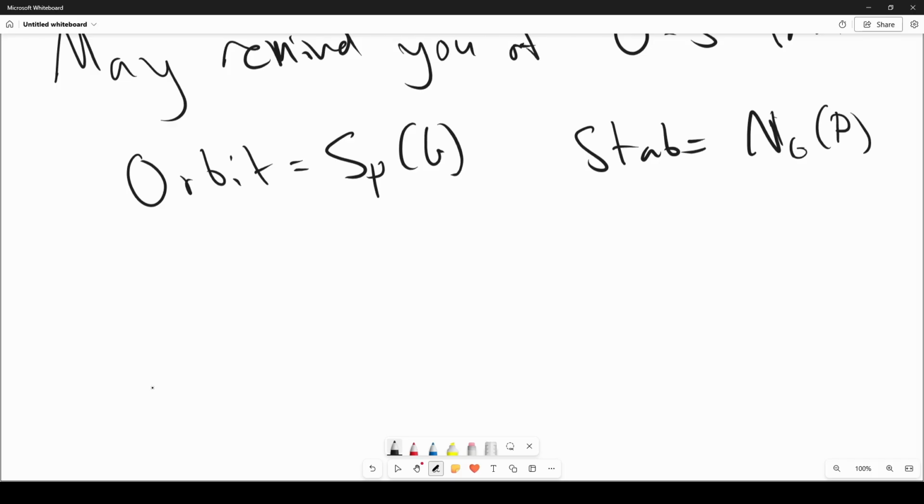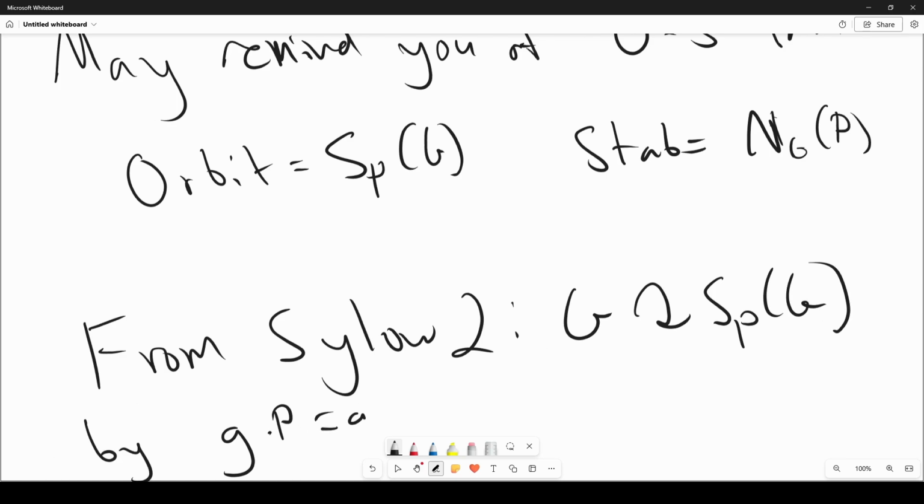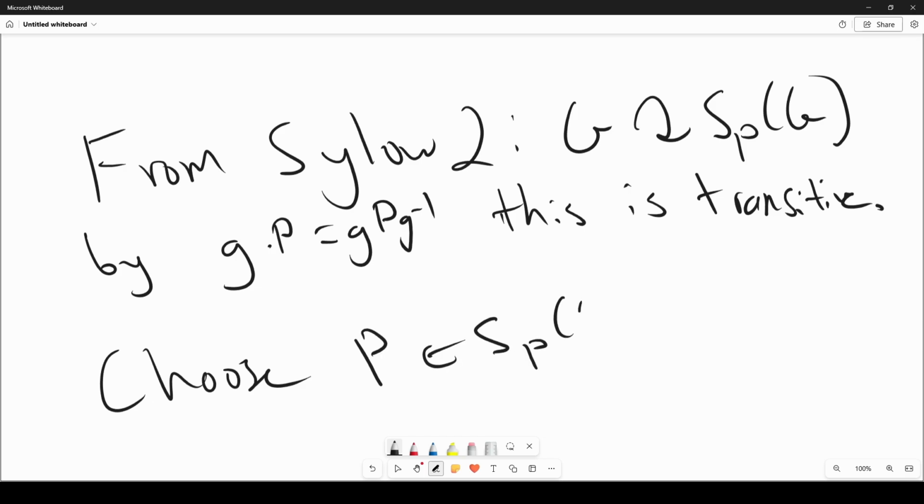Well, from Sylow 2, I get that G can act on Syl_p(G) by g dotted with P equals g P g inverse, and this is transitive. That was one of our corollaries. Which means I'm going to just choose one p-Sylow subgroup, more specifically the one we described in the statement of the theorem. So choose P in Syl_p(G). We get that the orbit of P is the entire set.